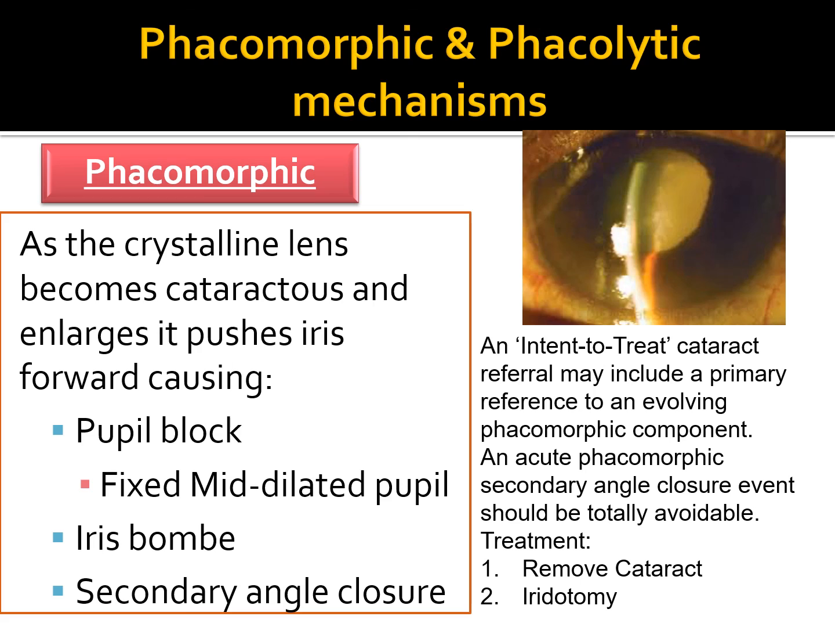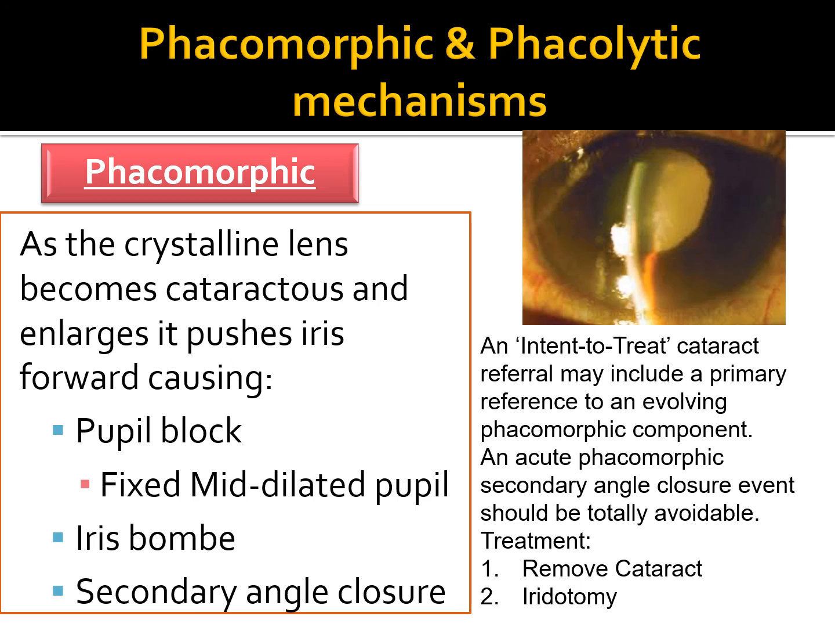So phacomorphic mechanisms of angle closure. It's again a pupil block mechanism. As the lens thickens, it pushes the iris forward, and then we create this pupil block with iris bombé and secondary angle closure. And I think in the modern Western world, we do see a lot of this. We're seeing patients with gradually evolving cataracts, and then the pressure starts going up.